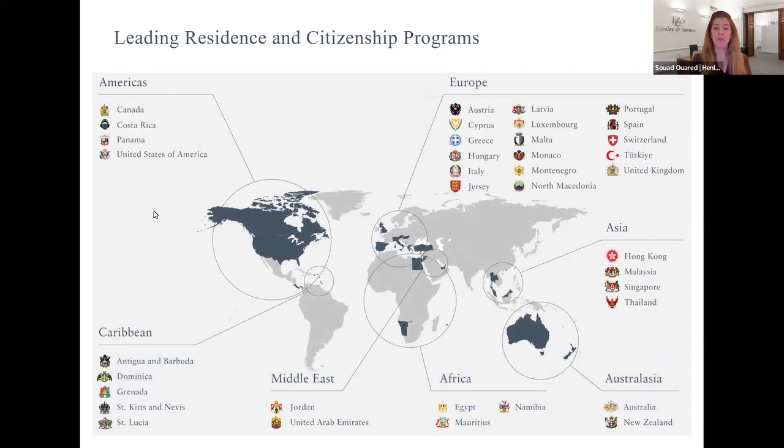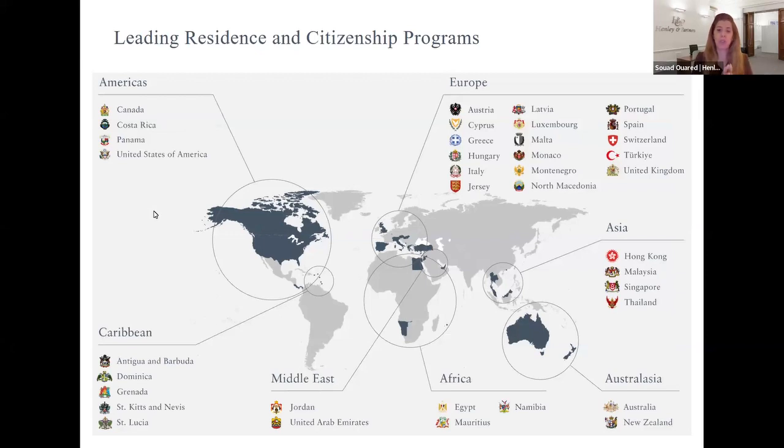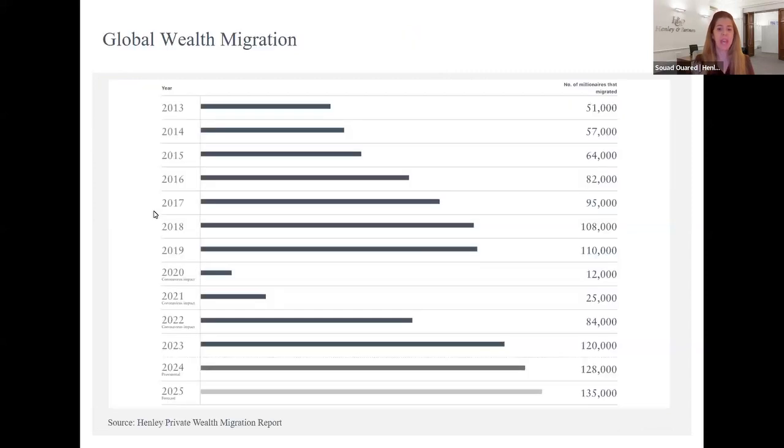EB-5, which is the program for the United States, is one of the many programs that we assist our clients with. As you see, these are the programs that we can assist you with for a residence or a citizenship. We have programs in America, in the Caribbean, in Europe, in Asia, and in Australia as well. Our main goal is, first of all, to help you choose the right jurisdiction for you. As you see, we're not restricted to one jurisdiction. When we have clients, we like to know more about your needs, and then we will filter and get into the right program for you. The other main goal, obviously, is to guide you through every step of the process until you get your residence or your citizenship.